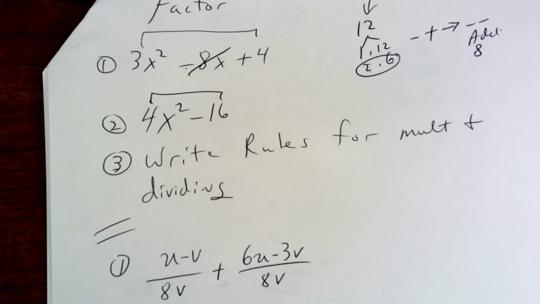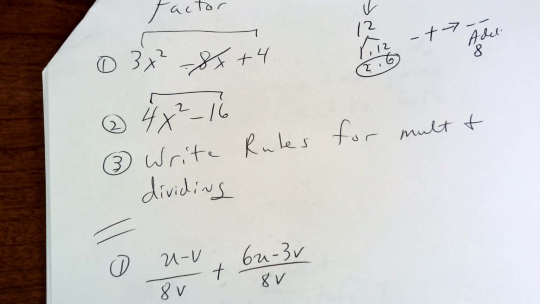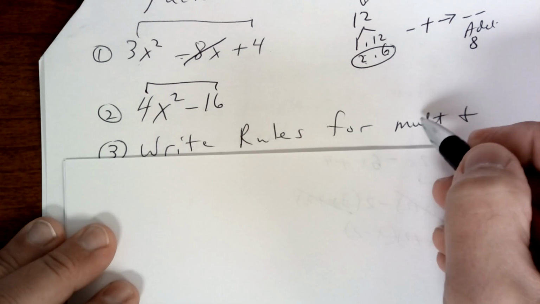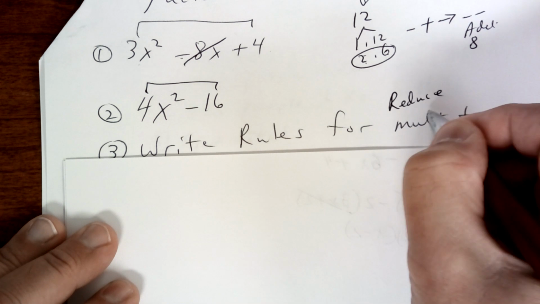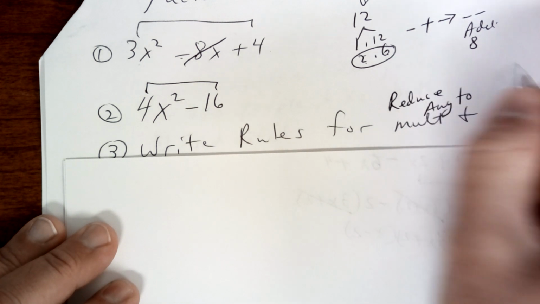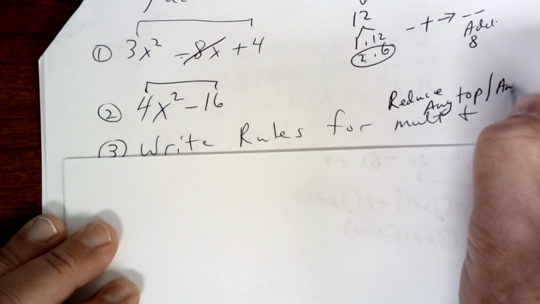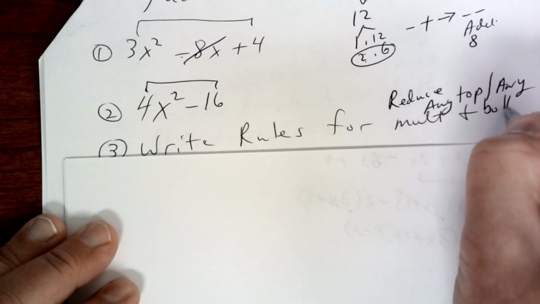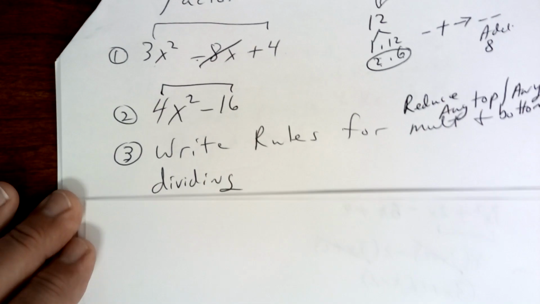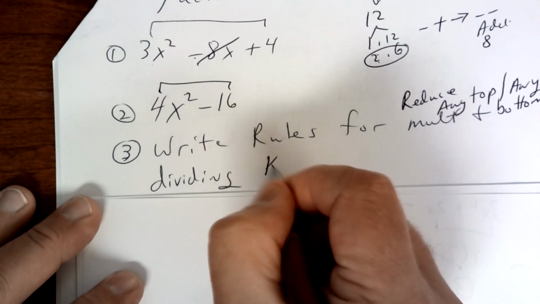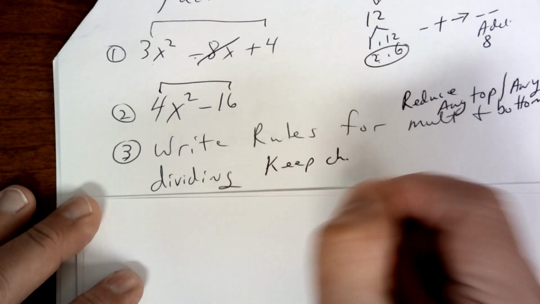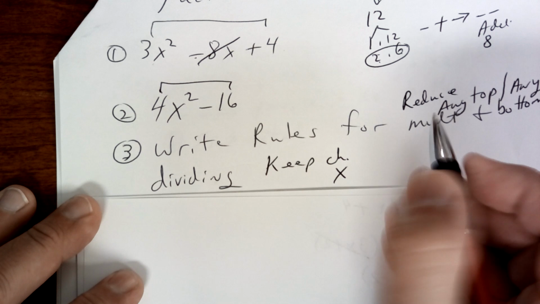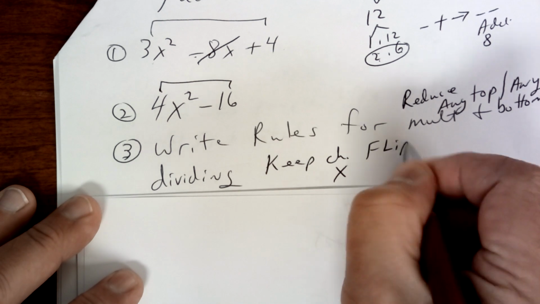Okay, write the rules for multiplying and dividing. Well, when you multiply, you can reduce any top with any bottom. Okay? When you divide, you have to keep it, change it from division to multiplication, and then flip. Keep, change, flip. Say that to yourself.